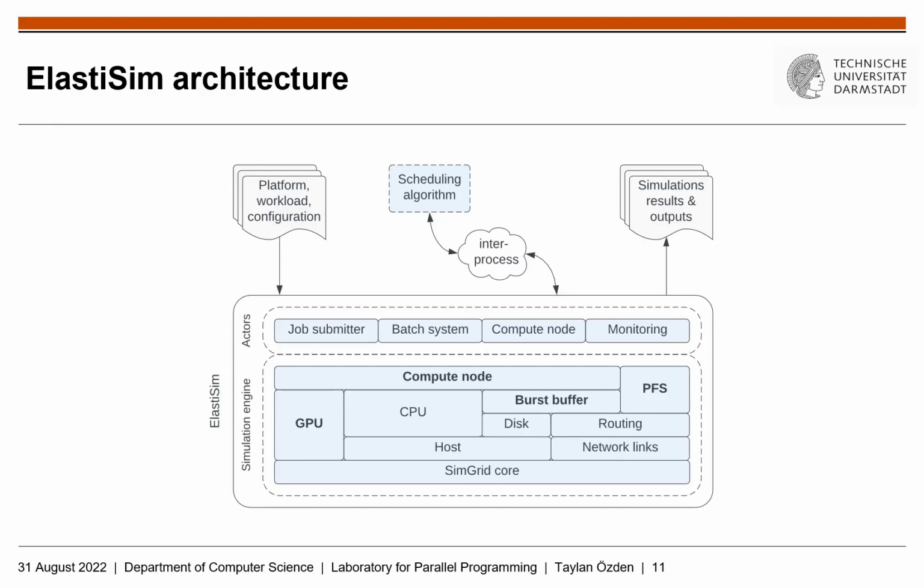And as with all discrete event simulators, you have multiple actors in the system. So we have, for example, the job submitter, which takes the role of the user submitting jobs. We have the batch system, of course. Then the compute node, which is not only a resource, but also an actor, which is in constant communication with the batch system. And of course, we have the monitoring module that is monitoring the system to write the simulation outputs in the end of the simulation.